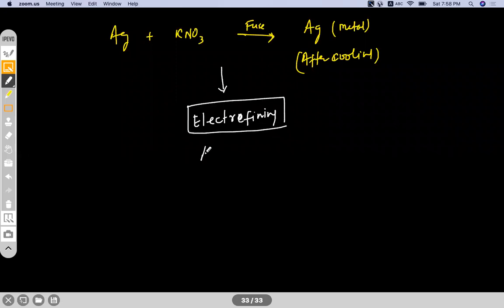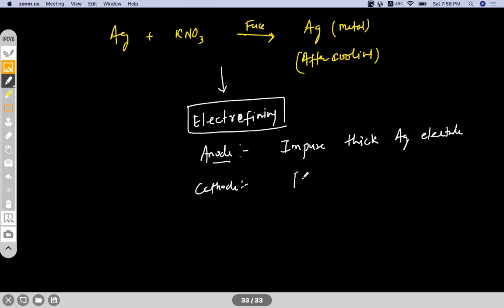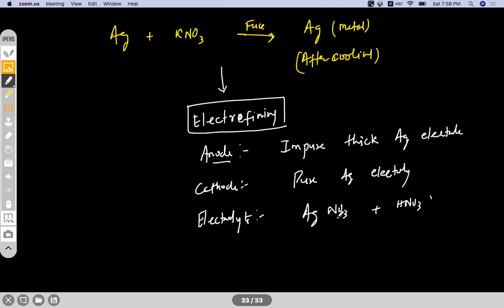We'll do this again. Anode, the same logic that we did, is the impure thick silver metal. Like this, the question also asks: impure thick Ag electrode, and the cathode is the pure Ag electrode. The electrolyte we choose is one in which the silver ion is present, like AgNO3 plus HNO3 solution. In this, the pure silver is deposited at the cathode.